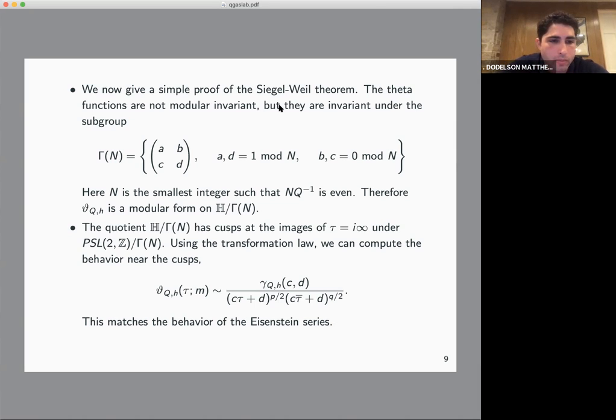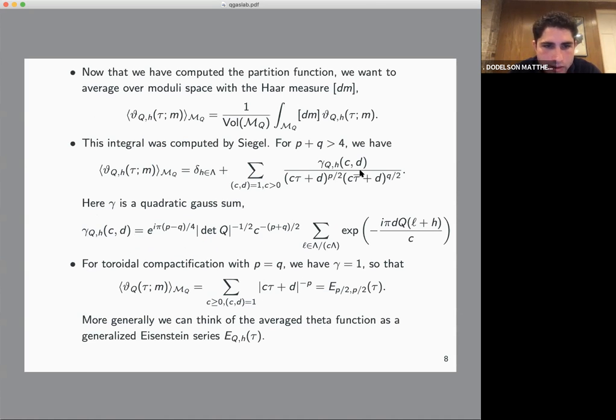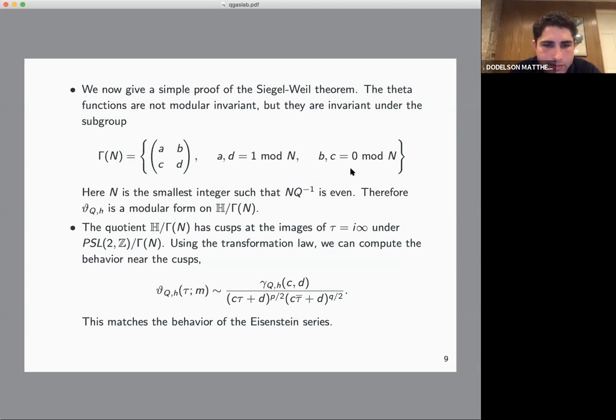And so therefore, the theta function is a modular form on the upper half plane, quotiented out by gamma of n. This quotient has cusps at the images of tau equals i infinity under the quotient of PSL2Z by gamma of n. And we can just compute the behavior of the theta function near the cusp by just using the transformation law. And we get that it matches the behavior of the Eisenstein series at the cusps. So just to recall, we had this formula for the Eisenstein series, and the behavior at the cusp is equal to the behavior of the theta function.